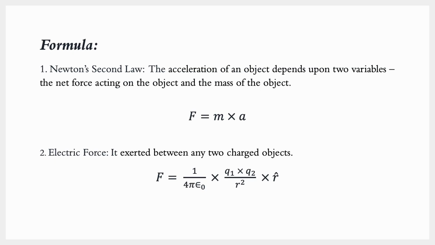Then let's jump into the formula part. The 2 formulas we are using are shown in the graph. First, Newton's second law. It states the acceleration of an object depends upon 2 variables: the net force acting on the object and the mass of the object. Second, electric force is exerted between any 2 charged objects.